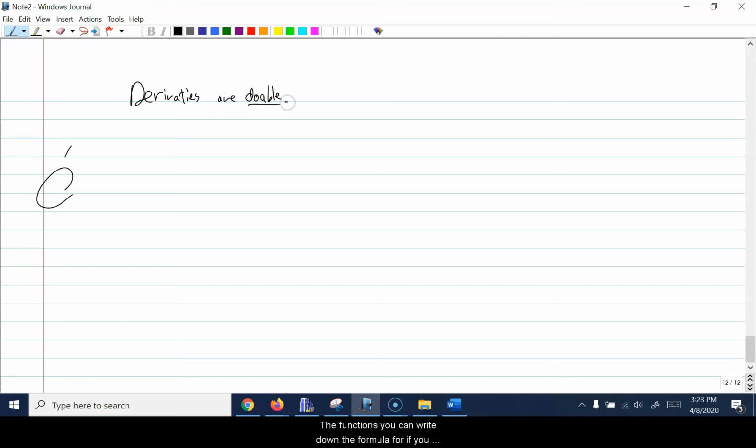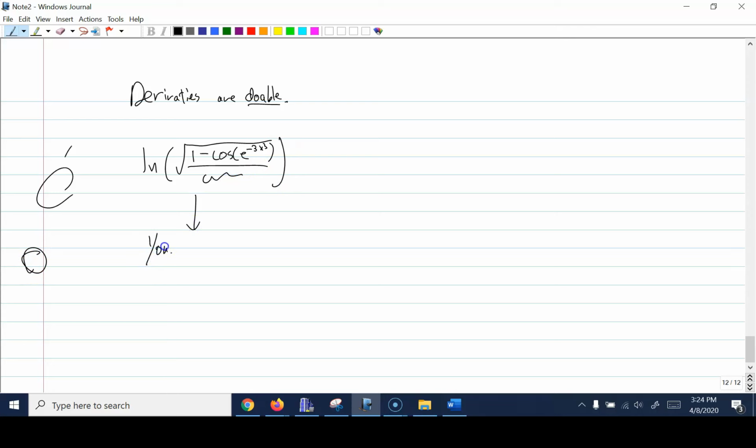The functions you can write down a formula for. If you hand me the natural log of the square root of 1 minus cosine of e to the minus 3x cubed over whatever, the rules of derivatives are closed. You can differentiate that. You can find the derivative and write down a formula for it.